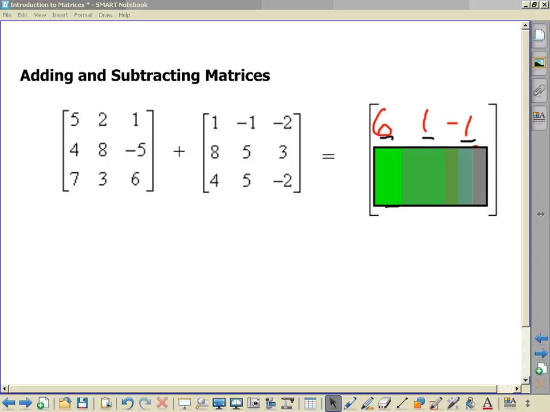At this time, I'd like you to pause the video and complete the matrix addition in your notes.